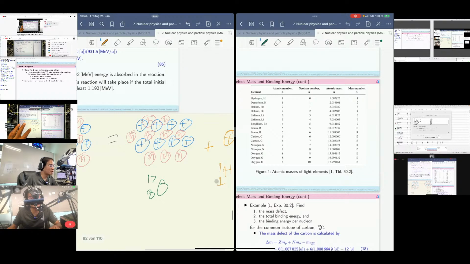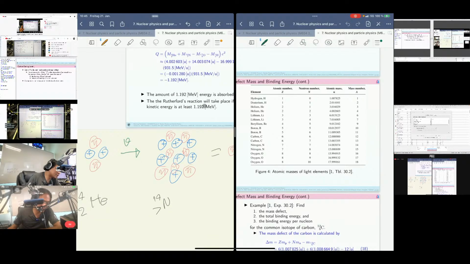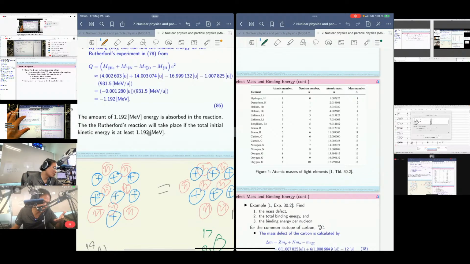Then the Rutherford reaction will take place if the total initial kinetic energy is at least this amount, so you need to accelerate the alpha particle with at least this amount of energy. If you accelerate the alpha particle with less energy than this value, this process will not take place, will not occur at all, because we need at least 1.192 from the mc squared formula. Yeah, those are the two examples in nuclear reaction.